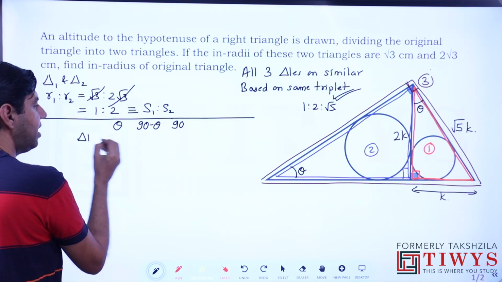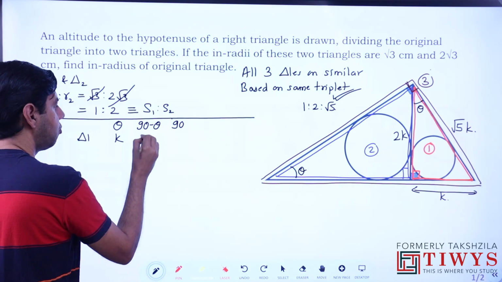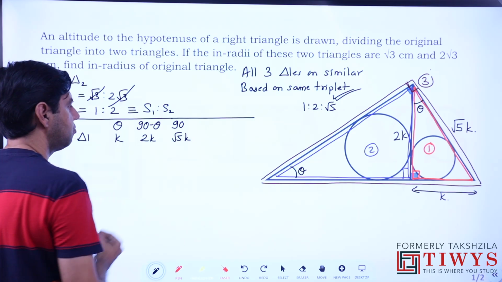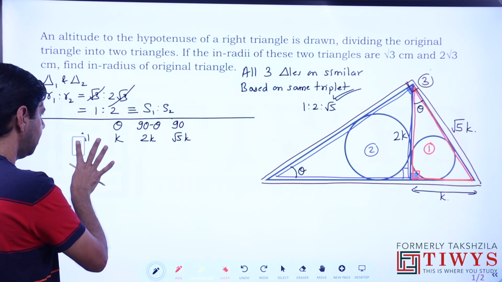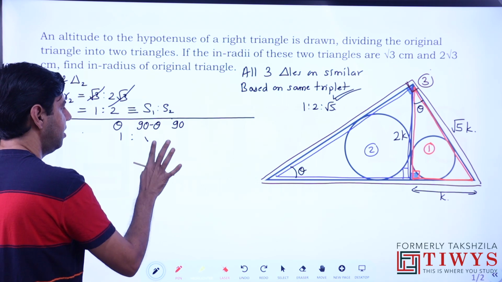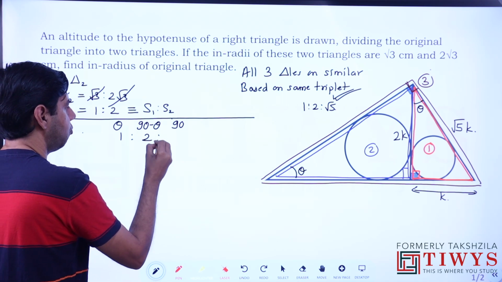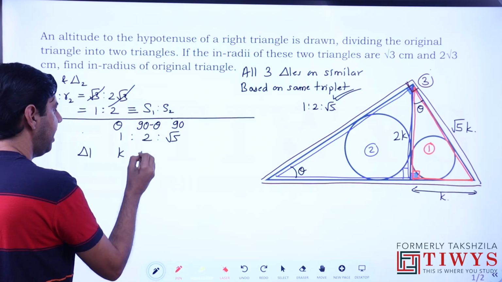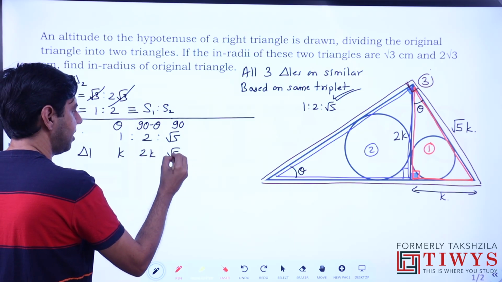In triangle 1 the sides are k, 2k and root 5k. The ratio is 1, 2 and root 5. So rather than this, I should just write the ratio first. The ratio will always be 1, 2 and root 5, which in triangle 1 is simply k, 2k and root 5k.